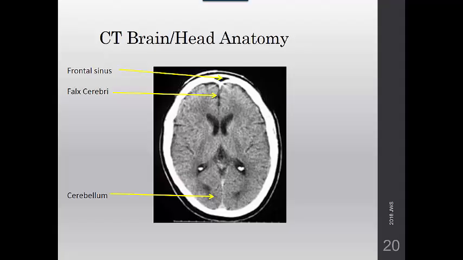So starting on slide 20 here, on the anterior section of the image is the frontal sinus, right up here. It's located within the frontal bone, which is up here. Posterior to that is the falx cerebri, which runs right through here. That's the largest fold or septa of the dura mater. It folds onto itself within this cavern here. And most posterior is the cerebellum portion down here of the brain.